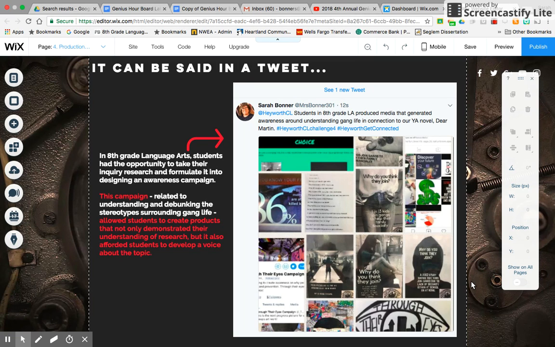So in my room, it wasn't just reading the novel and creating something as a result of reading that novel. It was reading that novel, and we asked questions and we did research. And then with that research, we sat back and asked, what can we do with this information? And we came up with educating and informing others. So this just gives you an interesting way to think about production-centered learning.